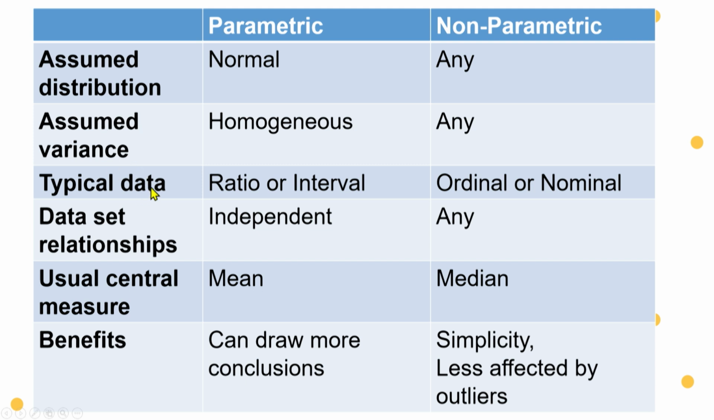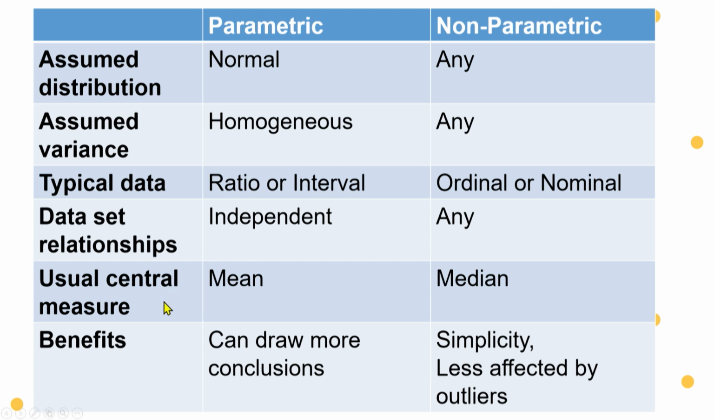Then what kind of data are we going to use? For parametric, it should be ratio or interval, in the sense of a continuous variable, so that it can fit the normal distribution. But in the case of non-parametric, even if we have continuous, ordinal or nominal data, the non-parametric test will work. And what kind of relationship should exist between the data sets? In parametric, the data should be independent for the comparison, but in non-parametric we do not have such an assumption. It can be independent or dependent. Even rank data works.